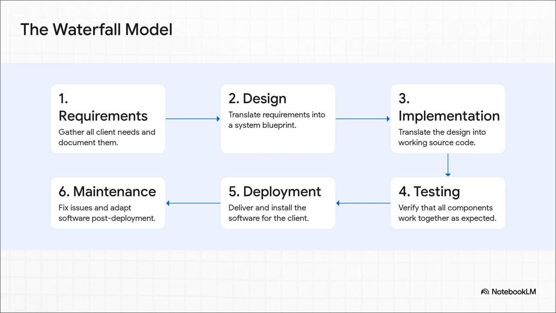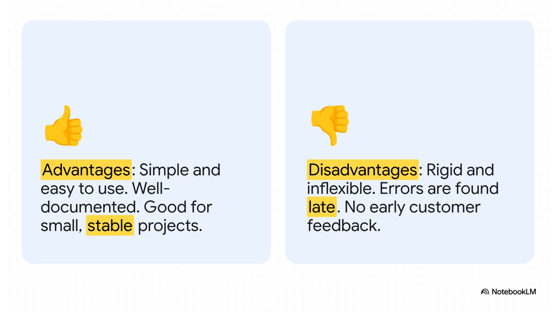It's super strict. And that rigid step-by-step nature is both its biggest strength and its biggest weakness. Look, if you're building something small and you know exactly what's needed, it's actually great. It's simple, it's easy to manage. But here's the massive problem. What if there's a mistake in those initial requirements? You might not find it until you're way down at the testing phase, months later, and fixing it then is incredibly expensive. Plus, the customer doesn't see a single thing until the entire project is done.